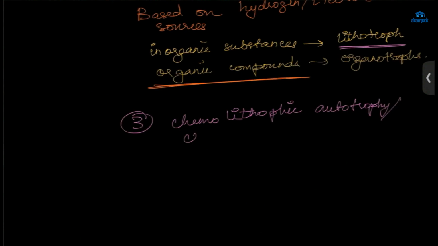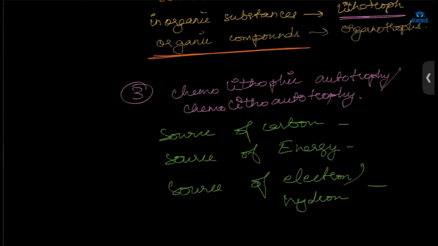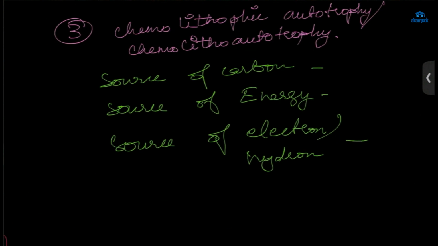The other name we have is chemo, litho, autotrophy. Tell me here the source of carbon, source of energy, and source of electron. Tell me, Priya, can you see here? Yes, ma'am. Tell me, source of carbon, will it be carbon dioxide or organic carbon? Chemo, litho, autotroph. Carbon dioxide. Yes, correct. Very good. You got it.